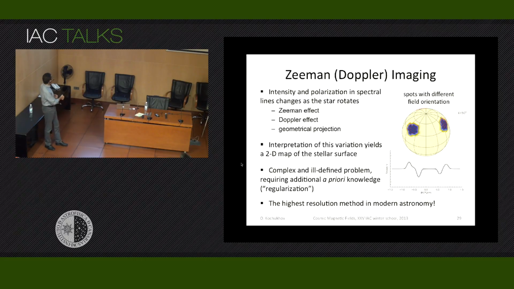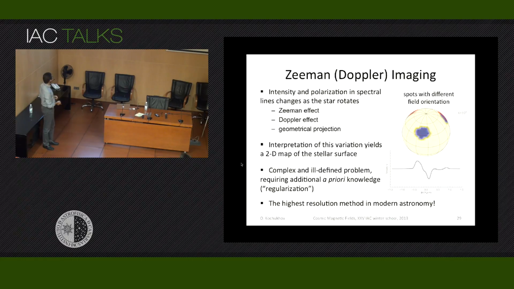We have the Doppler effect, so the spots are carried, they appear on one side of the disk, and then they go to the center of the disk due to stellar rotation and disappear on the other side, and this corresponds to motion of their signatures within line profiles. And we have just geometrical projections. So as the star rotates, we see vectors from different aspect angles. And all these things together give us, in principle, enough information to recover a two-dimensional map of the vector magnetic field from a time series of Stokes parameters.